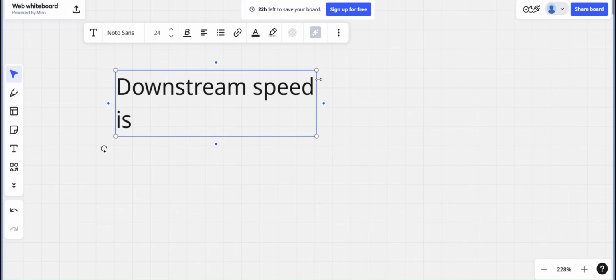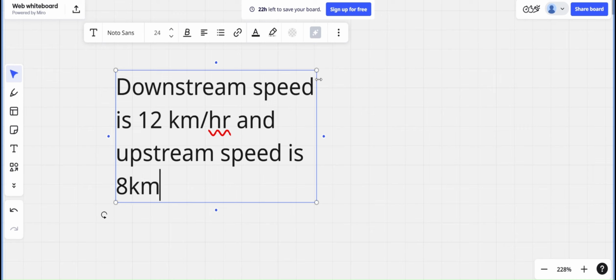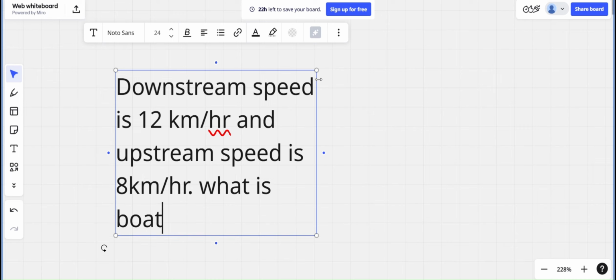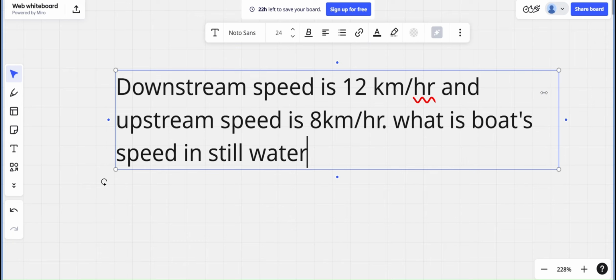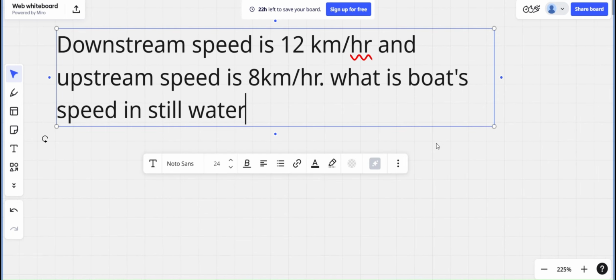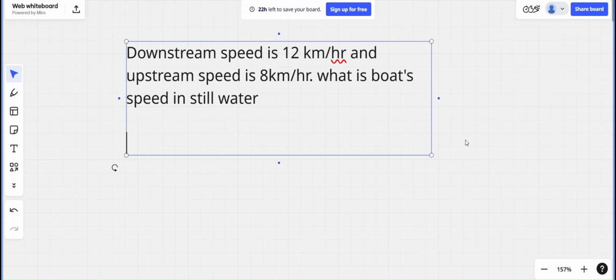Downstream speed is 12 kilometer per hour, and upstream speed is 8 kilometer per hour. What is the boat speed in still water? Okay, so they are twisting a lot again here. These questions came last cycle. You can't skip them.